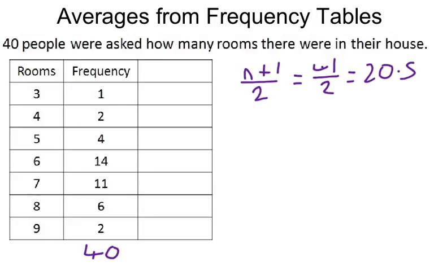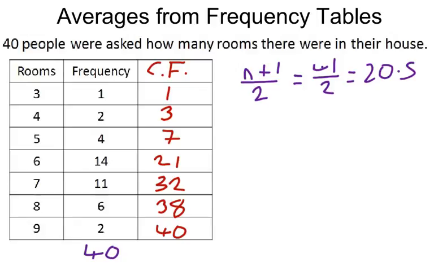And the way we do that is we calculate the cumulative frequency of the data. And the cumulative frequency is a running total of the data. And we get that by adding up the frequencies as we go. So we start with 1. Then we add on the 2 from the next frequency to get 3. Then we add on the 4 to get 7. We add on the 14 to get 21. Add on the 11 to get 32. The 6 to get 38. And finally the 2 to get 40.